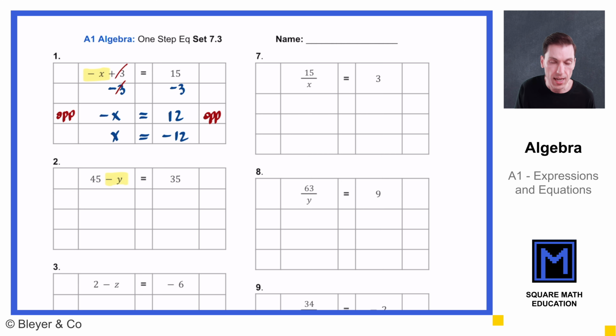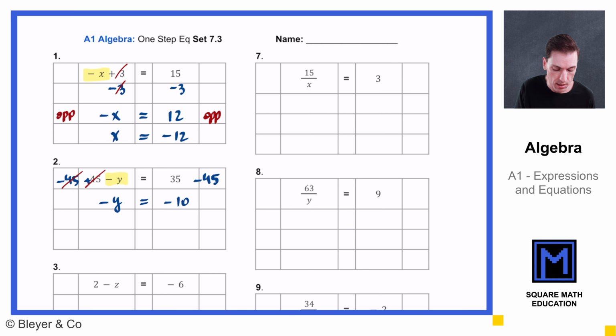We also have here a negative variable, negative y. So let's apply the same idea. Let's get rid of 45 by doing minus 45 in both sides of my equation. Add a little plus in there to not mix the numbers up. Subtracting 45 and adding 45, they cross out, they cancel. We're going to have left negative y equals negative 10.